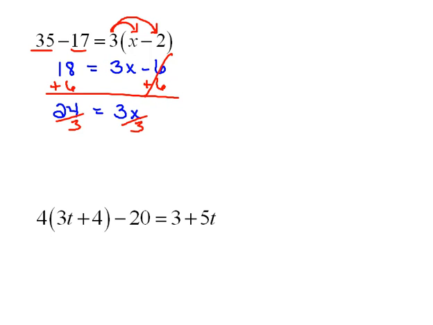Now we can do our last step, which would be to divide both sides by 3. So 24 divided by 3 is 8 equals 3 over 3. Those cancel out or divide out. All we have left on the right-hand side is an x.